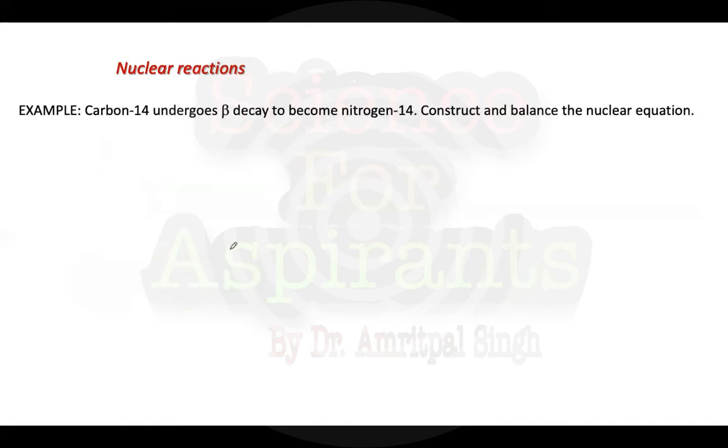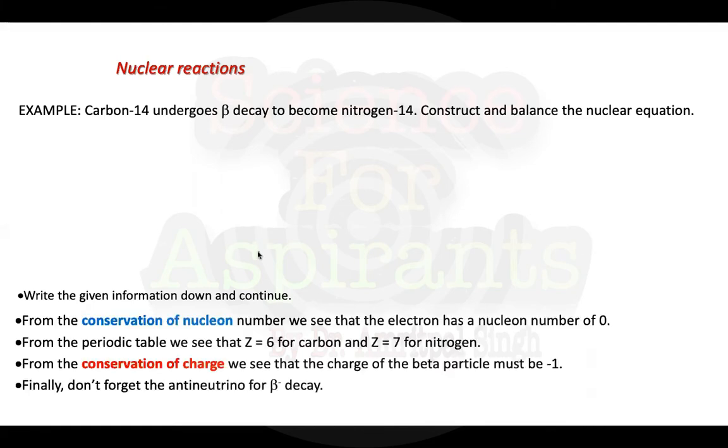Here is another example of a nuclear reaction, where carbon undergoes beta decay to form nitrogen. How can you construct this nuclear reaction and how can you balance it? There are two tasks. One, you need to construct a nuclear reaction, and second, you need to balance the nuclear reaction. First, you will see the conservation of nucleons, it should be equal.